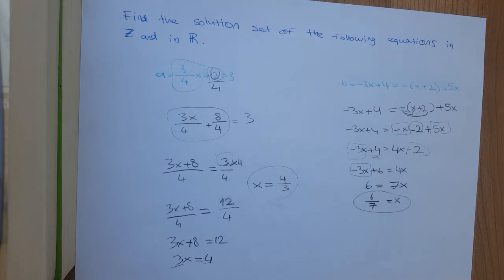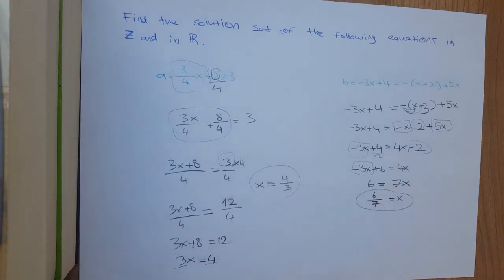There is one last thing to do. The question told us to find the answers in integers and real numbers. In the first question, there is no problem because 4 is both an integer and a real number. But in the second question, the result was 6 divided by 7. Integers don't include fractions, but real numbers do. So according to integers, the result is an empty set. But according to real numbers, the result is 6 divided by 7.